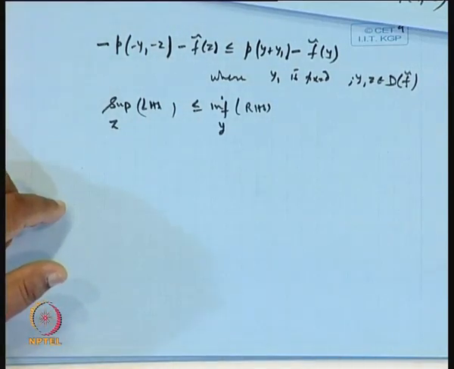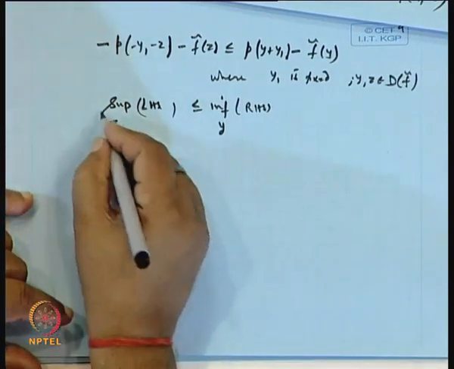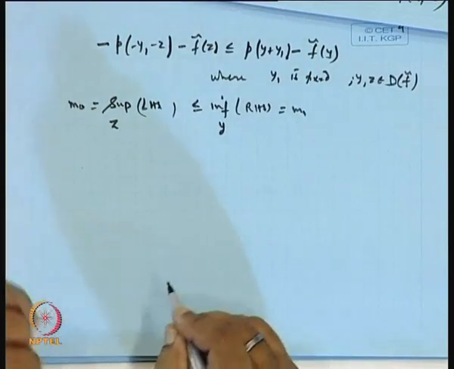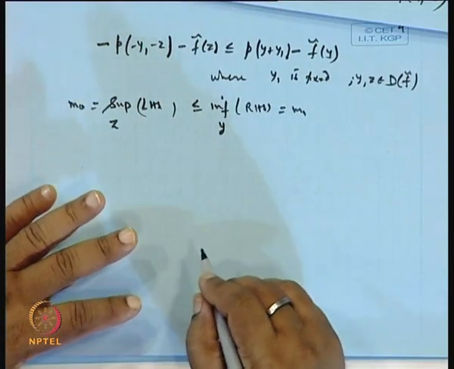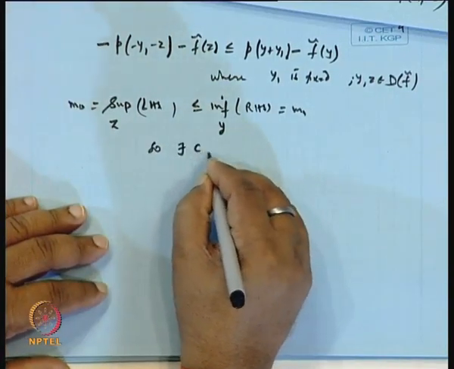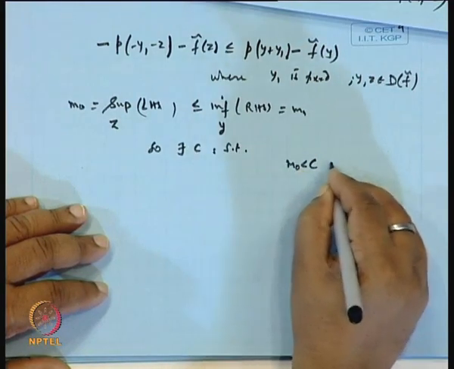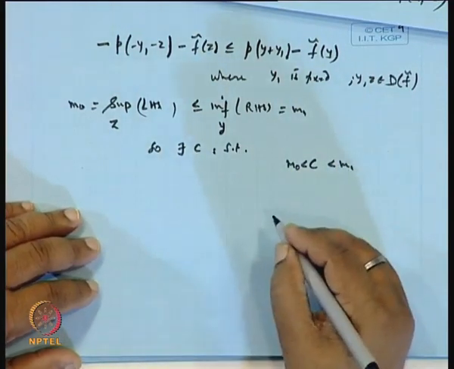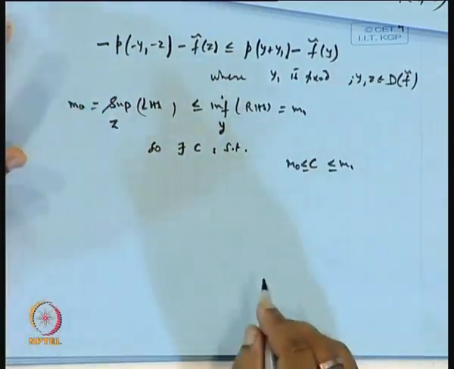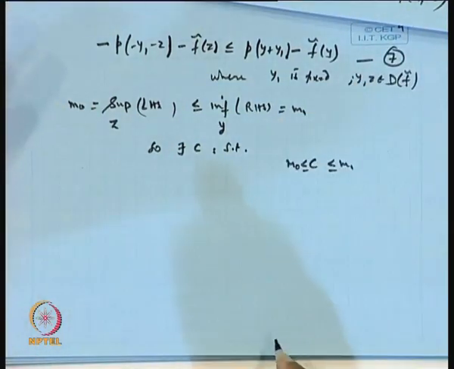So, supremum and infimum both are there. Suppose these values are m naught and this is say m 1. So there exists a real number c, so for OSC there exists some c such that c lies between m naught and m 1, which may be equal also. Clear? Therefore, this would be the 7th equation.